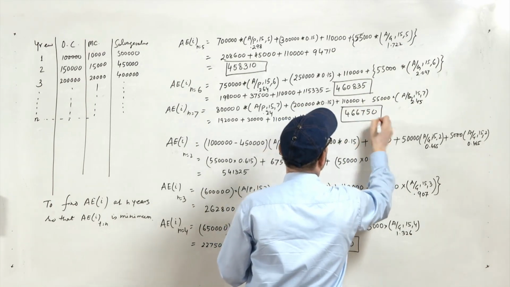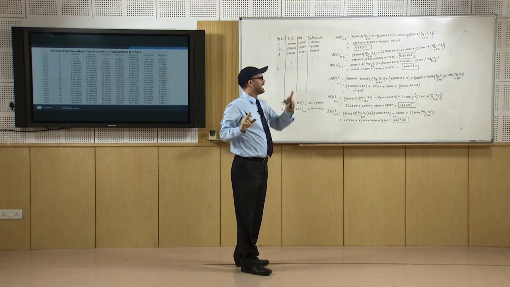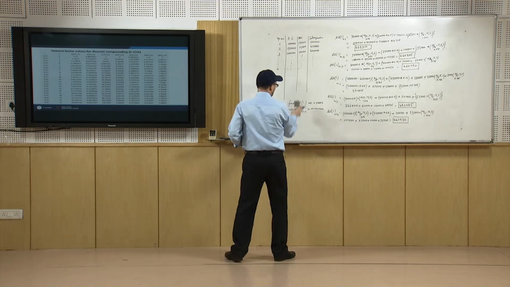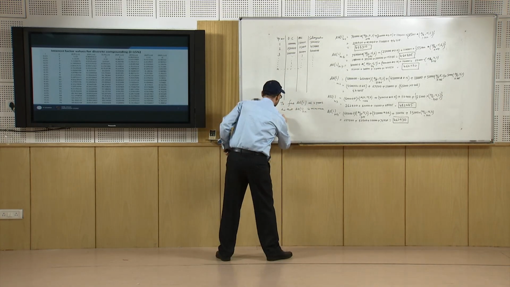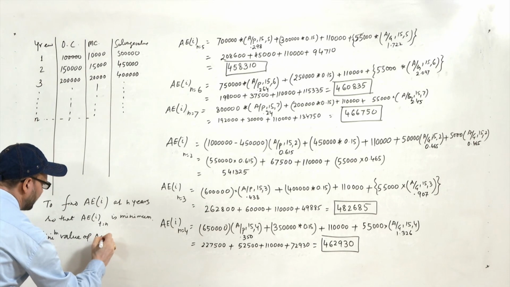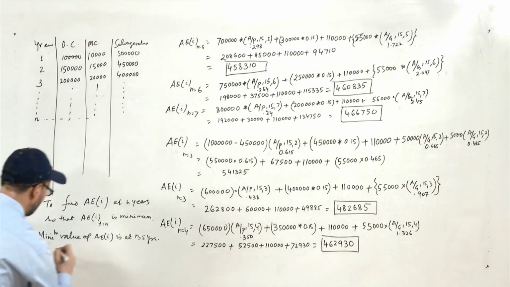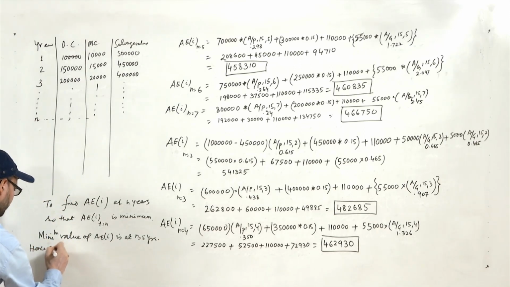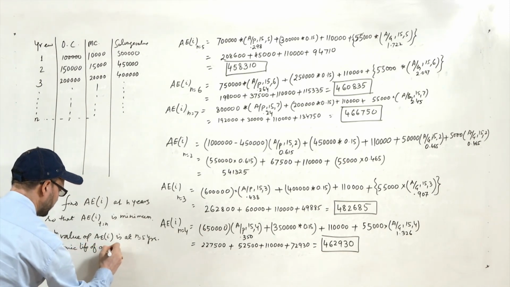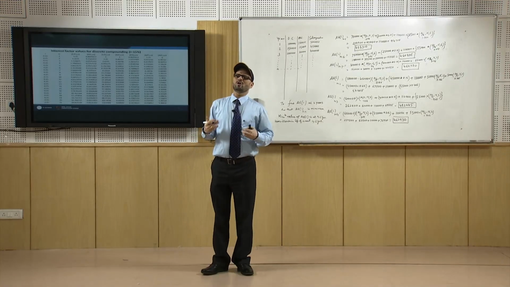So, what we see is that the minimum value of annual equivalent is found at n equal to 5 years, and that is why this life of 5 years is said to be the economic life of the asset. So, this is how we calculate the economic life of the asset.